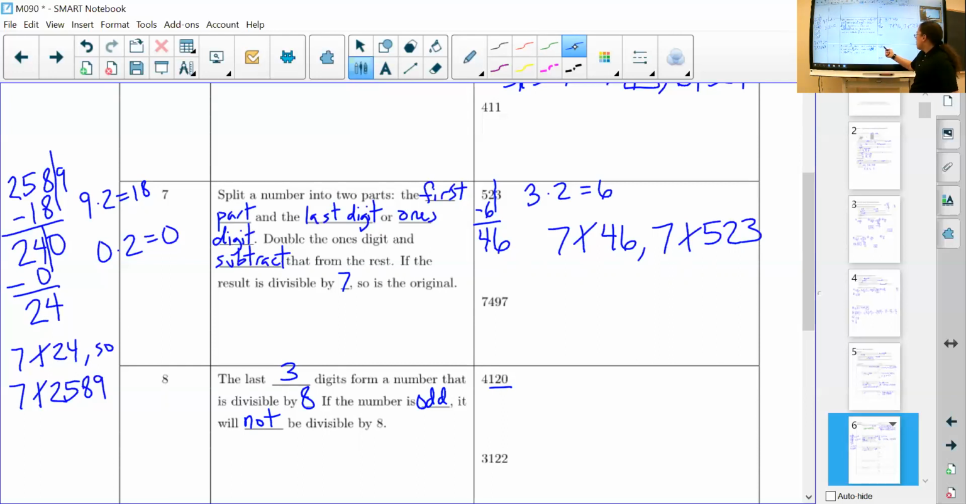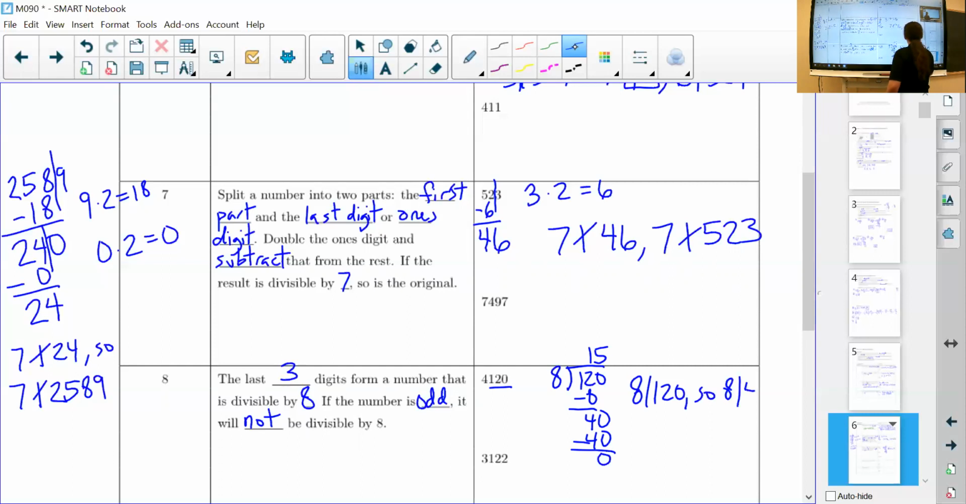8 into 120. We've got two main ways to do this. One of them is to say, well, let's just do 8 into 120. Now, we're doing long division, but at least we didn't have to worry about that 4. And if we had a much longer number and only took the last 3, we've got even better savings. 8 goes into 12 once. 8 goes into 40 5 times, evenly, no remainder. So yes, 8 goes into 120. So 8 goes into 4,120.